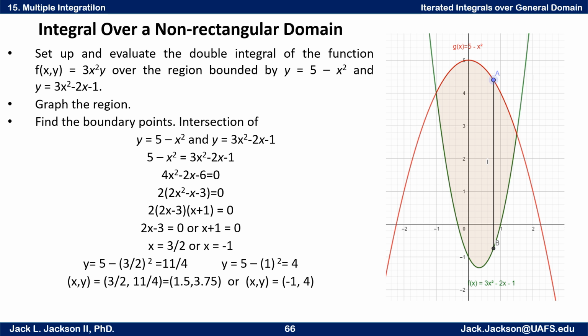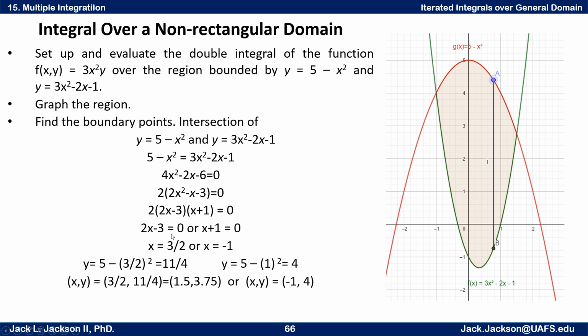Well, 2 of course is not 0, but 2x minus 3 might be 0, or x plus 1 could be 0, those are the possible solutions. If x plus 1 equals 0, then x equals negative 1, and if 2x minus 3 equals 0, we add 3 and then divide by 2 to get x equals 3 halves. Okay, so this is at negative 1 for x, or at x equals 3 halves.